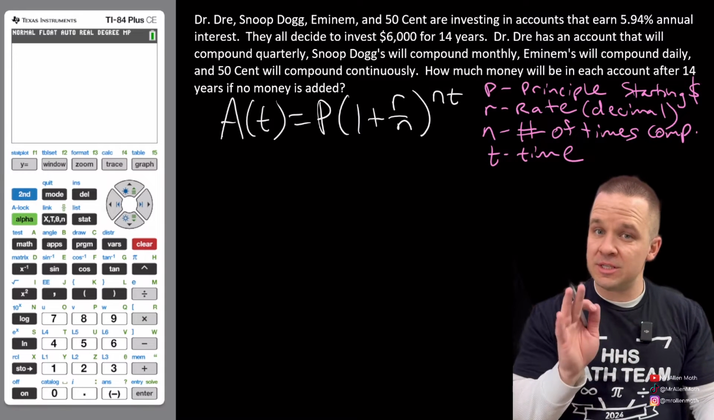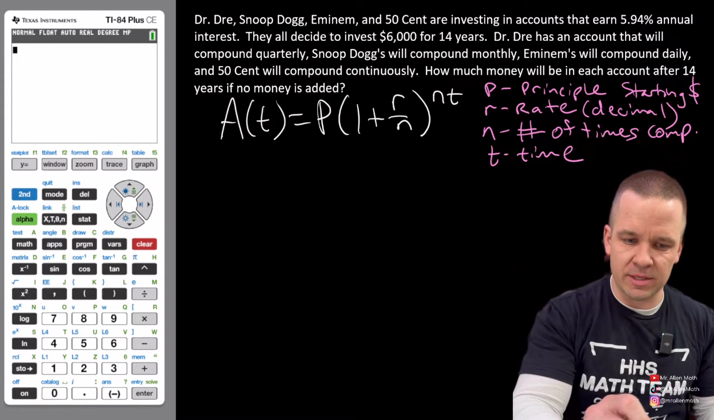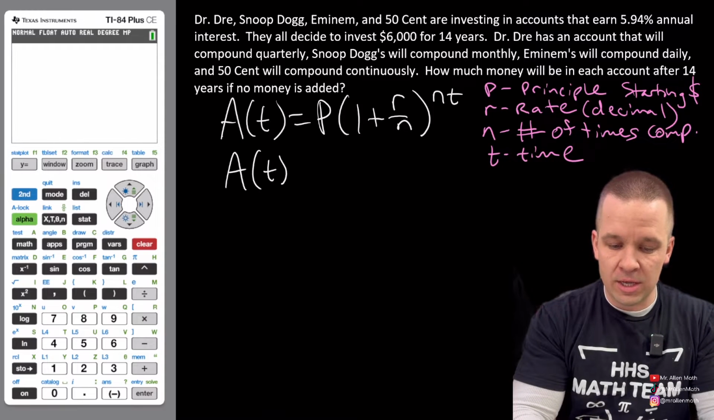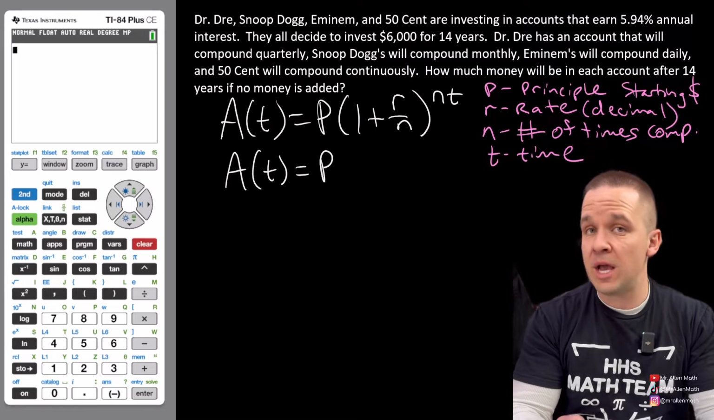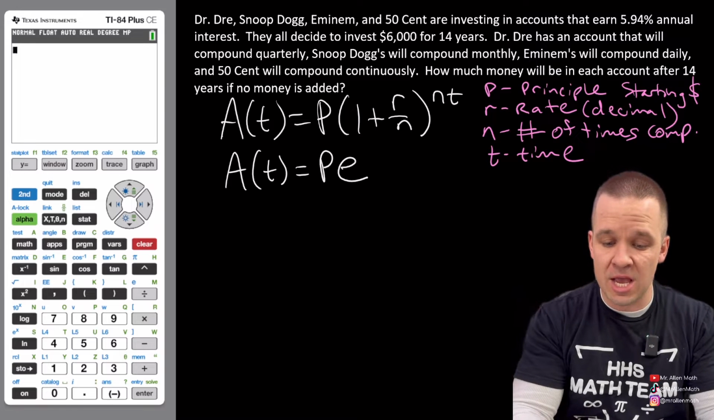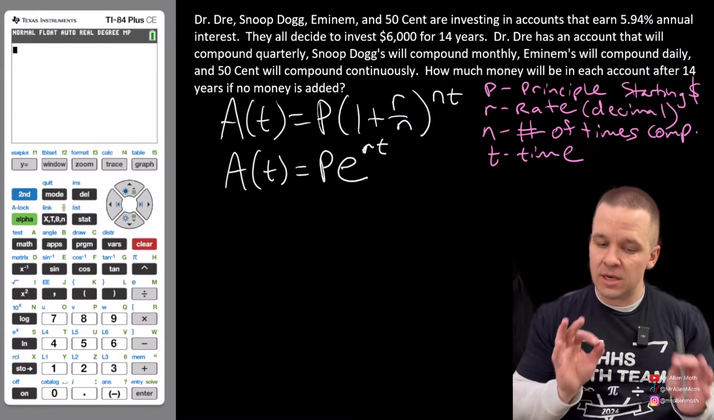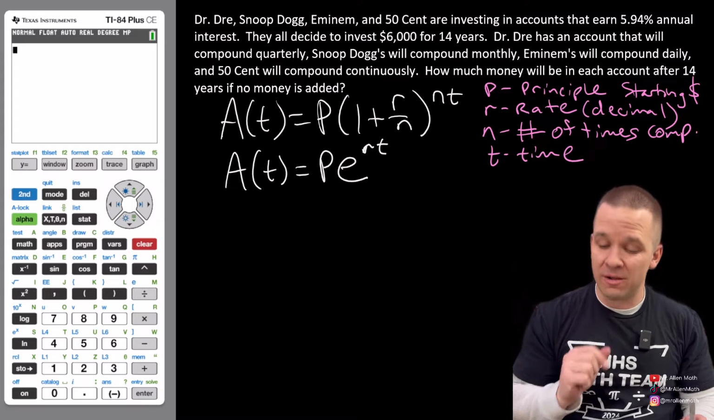But then there's also the continuously one, which is interesting, right? It's a different one. That is a separate formula, and it is as follows. A(t) = P times e^(rt). And that e there is a button on your calculator, okay?